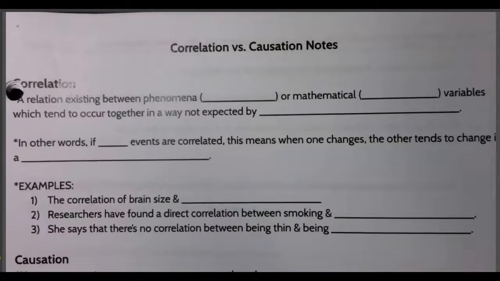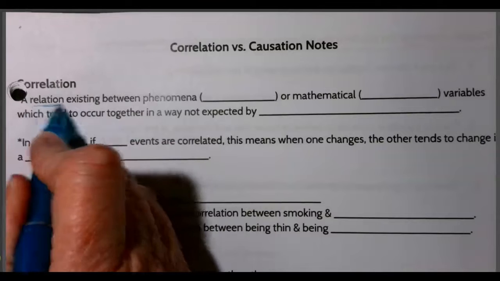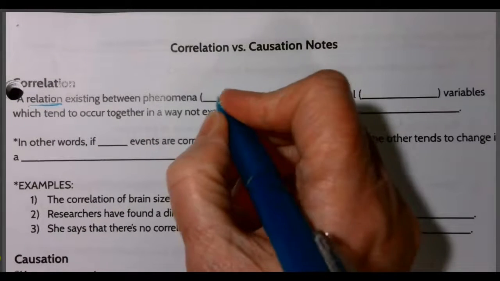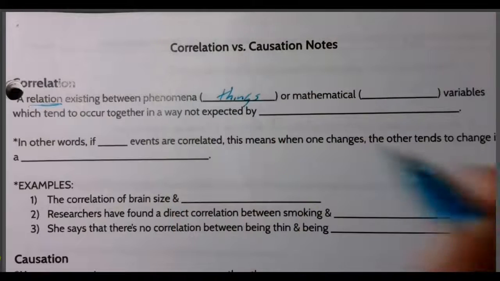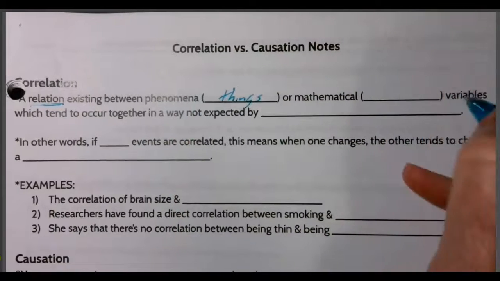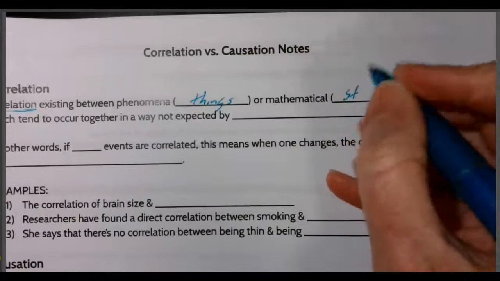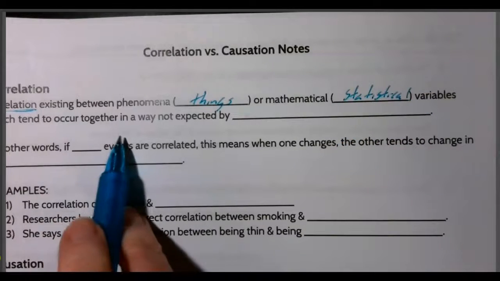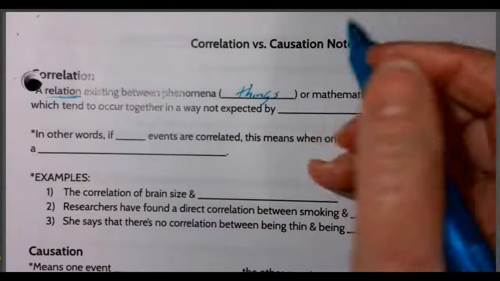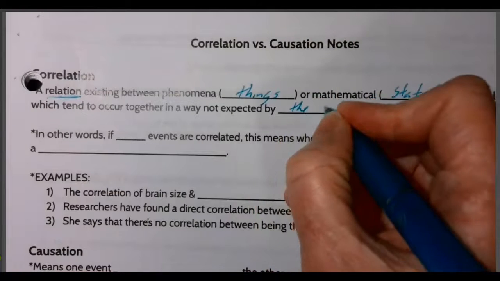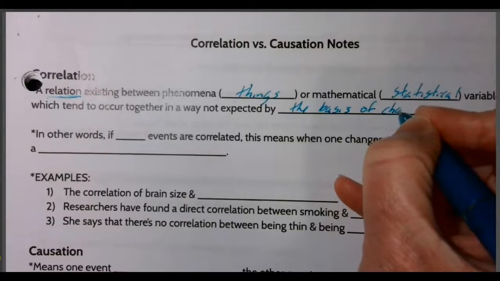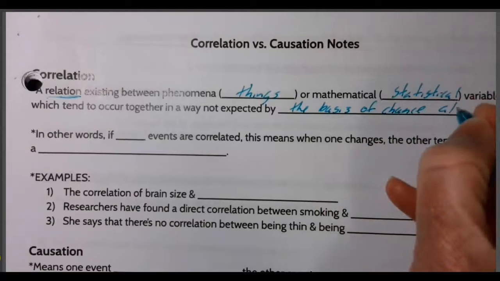Okay, so now we're going to talk about correlation and causation. Correlation is just a relation existing between things called phenomena or mathematical variables, so statistical, which tend to occur together in a way not expected by the basis of chance alone. Okay, that's a lot of words.